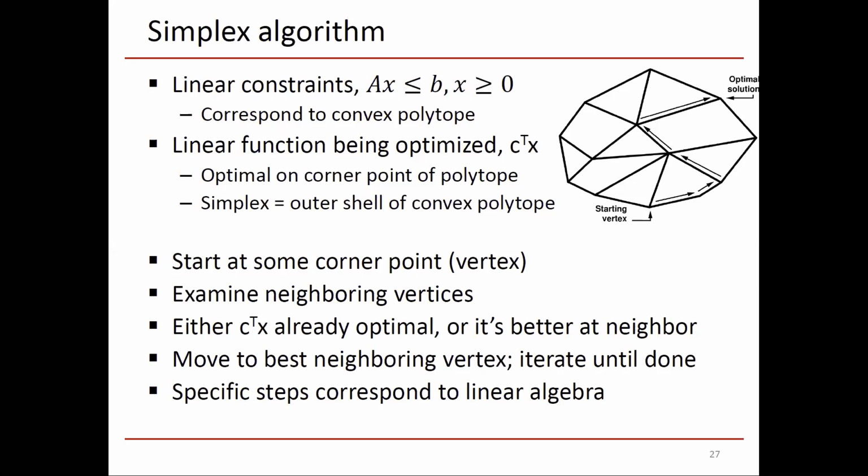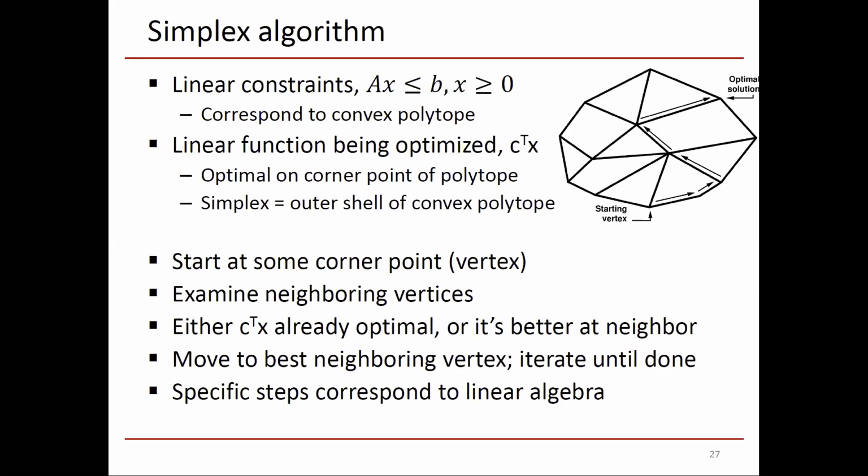And the linear function, which is being optimized, is C transpose times x. And it can be shown that this linear function is optimal on a corner point of the polytope. And the simplex is the outer shell of the convex polytope. So what we're doing, we can start with this diamond, the polytope, and we find some starting vertex, and we start moving around the edges of the diamond, and we know that one of the corners is going to be optimal, so we search for an edge that takes us in a good direction, and we keep moving around between corners until we find the best one.